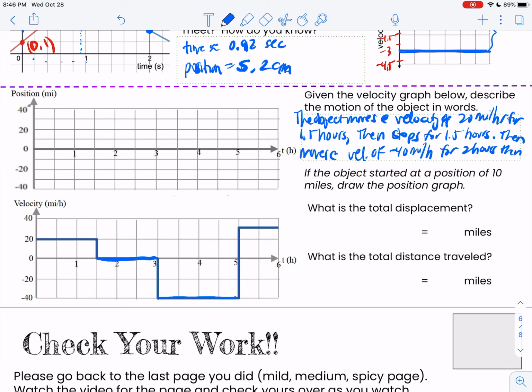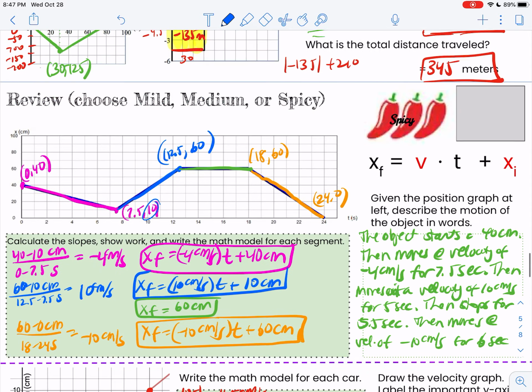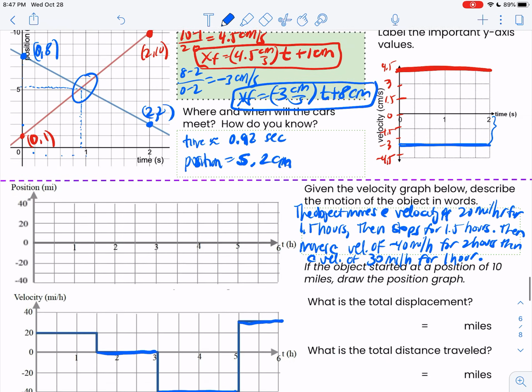Then at velocity of 30 miles per hour for 1 hour. Okay. All right. Oh, did that say miles? Oh, no, it didn't. Okay.